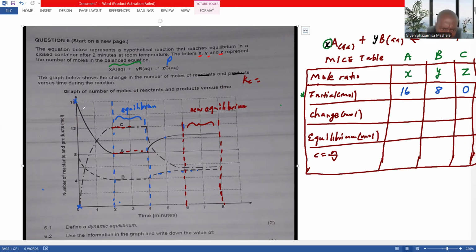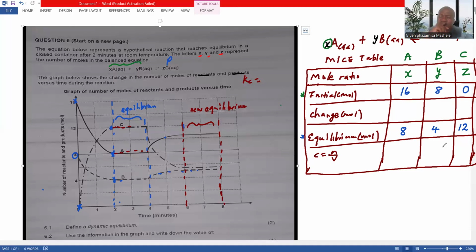Initially, A started with 16 moles, but it reached equilibrium with 8 moles. So it means at equilibrium here, A remained with 8 moles, if I'm not mistaken. Whereas B started with 8 moles, but it reaches equilibrium here with 4 moles. Whereas C started with 0 moles, but at equilibrium, it had 12 moles.